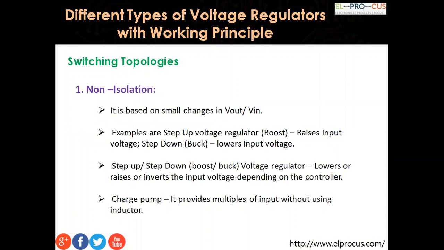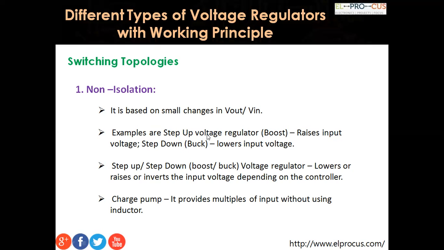It means, if the output voltage is a higher amount as compared to the input voltage, or it is a lesser amount as compared to the input voltage, or it has the opposite polarity with respect to the input voltage. On these things we can see there are three types of non-isolation voltage regulator. These are step up voltage regulator, step down voltage regulator, and step up step down voltage regulator. So these are some examples.